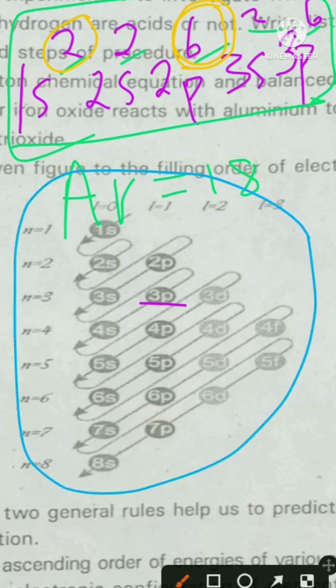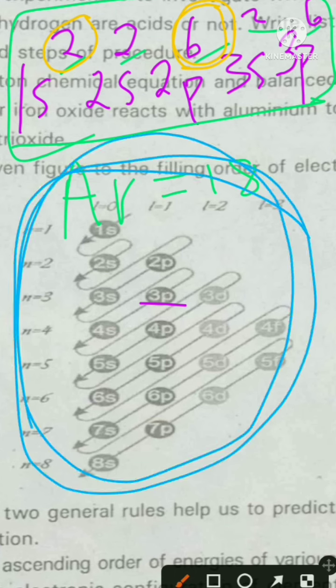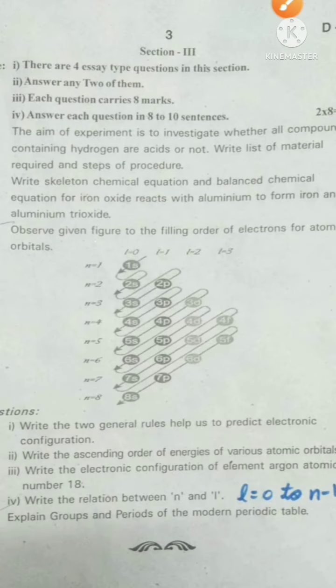And one more thing I want to say: whenever you write the electronic configuration, remember that the maximum number of electrons on s can only be 2 and the maximum number of electrons on p can only be 6. It should not be more than 6 on p. Similarly, it should not be more than 2 on s. You already know this, right? It can be 3, 4, 5, but it cannot be more than 6.